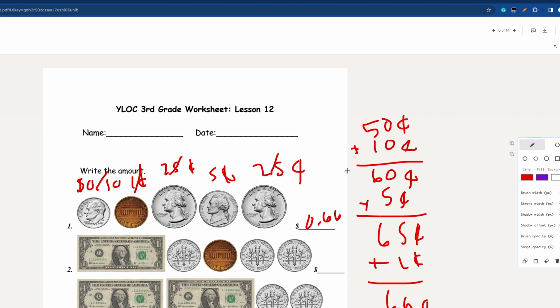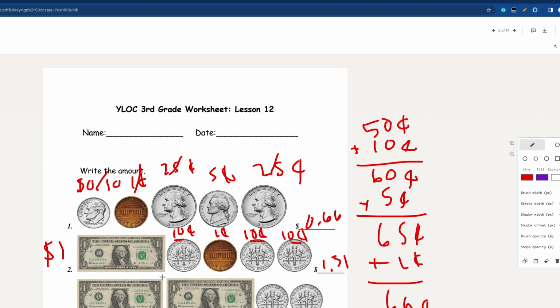All right, let's work on number two. We have a $1 bill right here, and this is the back of a dime, so this is 10 cents again. 1 cent, 10 cents, and 10 cents. So we have the dollar, and we add 10, 20, 30, 31. That equals $1 and 31 cents. So that's going to be our answer for number two.